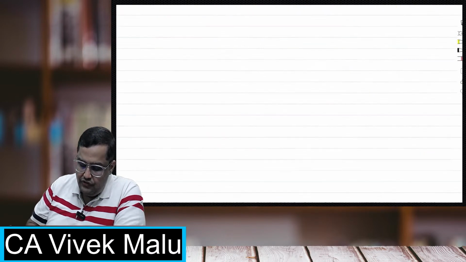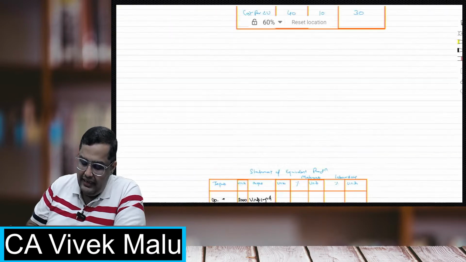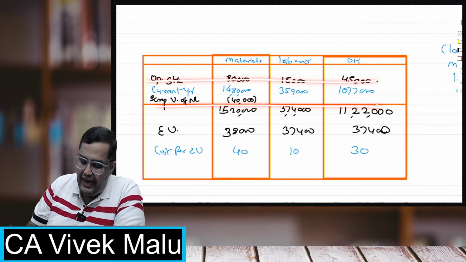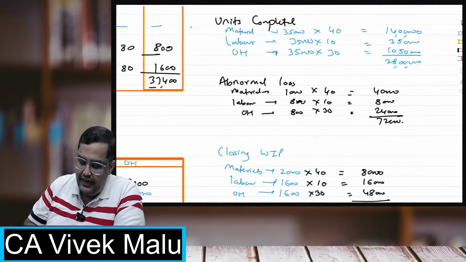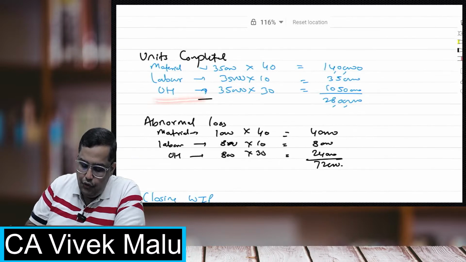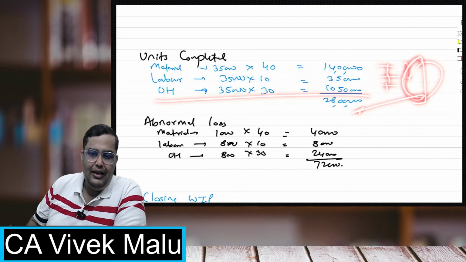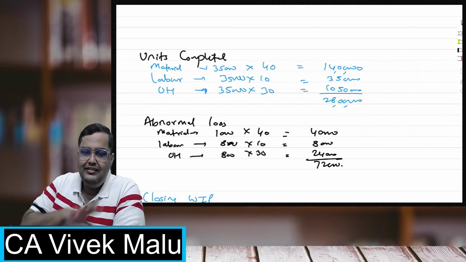Okay, the rest of the process is the same, except that in terms of materials, I should not add this line over here. Instead, when I calculate the value of units completed, I'll write the opening cost over here and then try to calculate that. Okay, so that is the sequence.